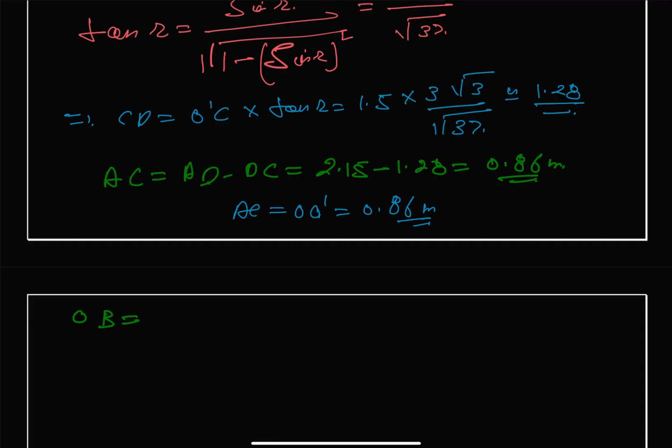So OB will be equal to OO prime times tangent of 30 degree, and this comes as OO prime is 0.86 multiplied by tan of 30. So this gives us that OB is approximately equal to 0.51, and this can be approximated as 50 centimeters.